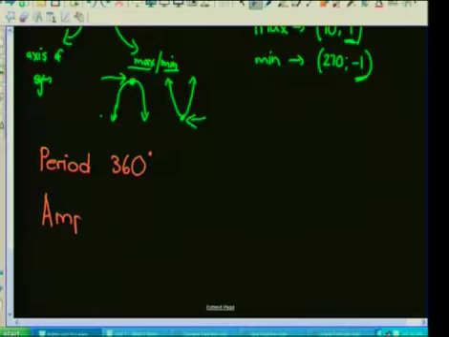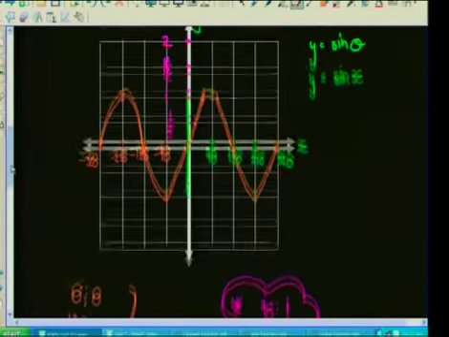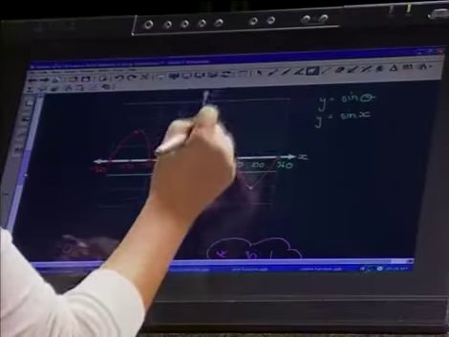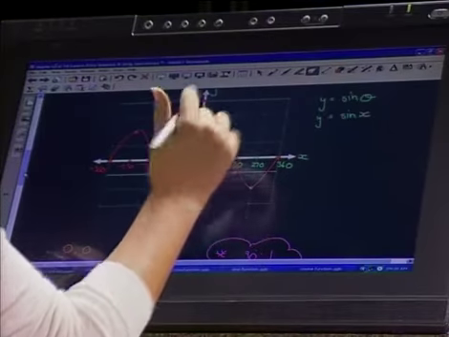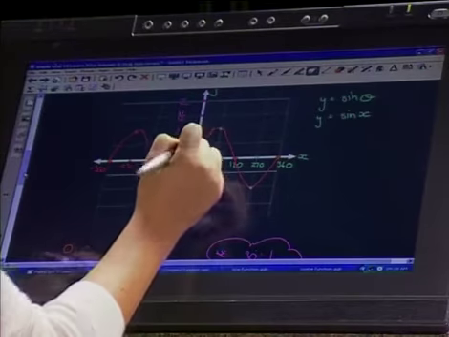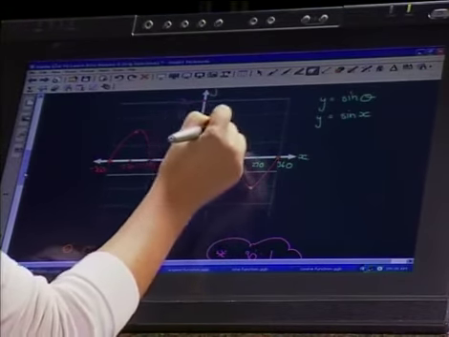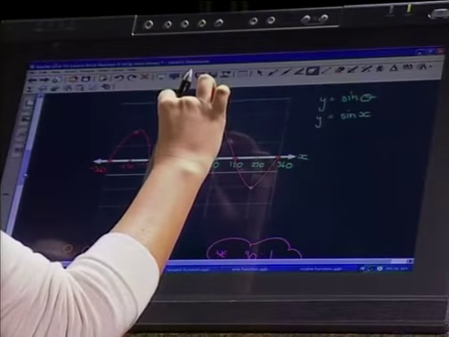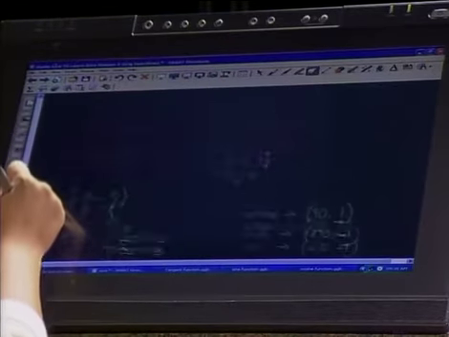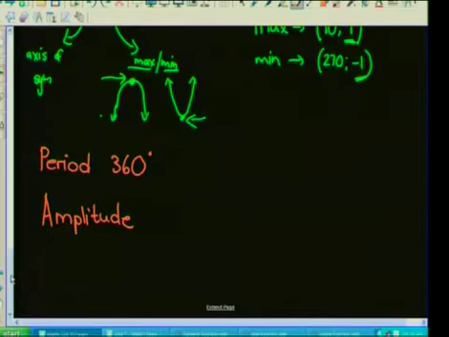Let's have a look at the word amplitude. So having a look at amplitude, here, the amplitude is your height. So because from the origin, and I like to work from the origin up to the maximum point, that height over there is 1. So that means that the amplitude of this function has a value of 1. Get my pen back. Okay.